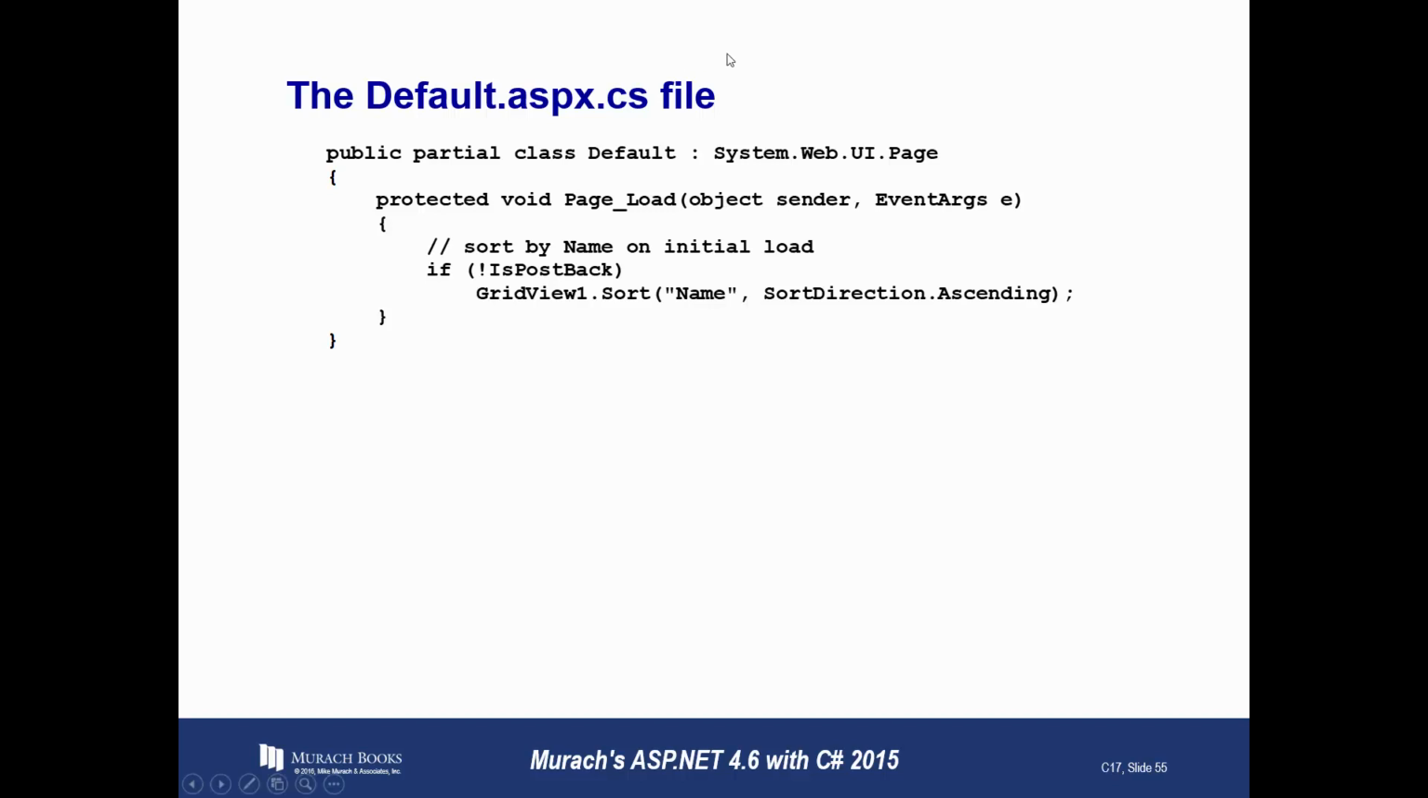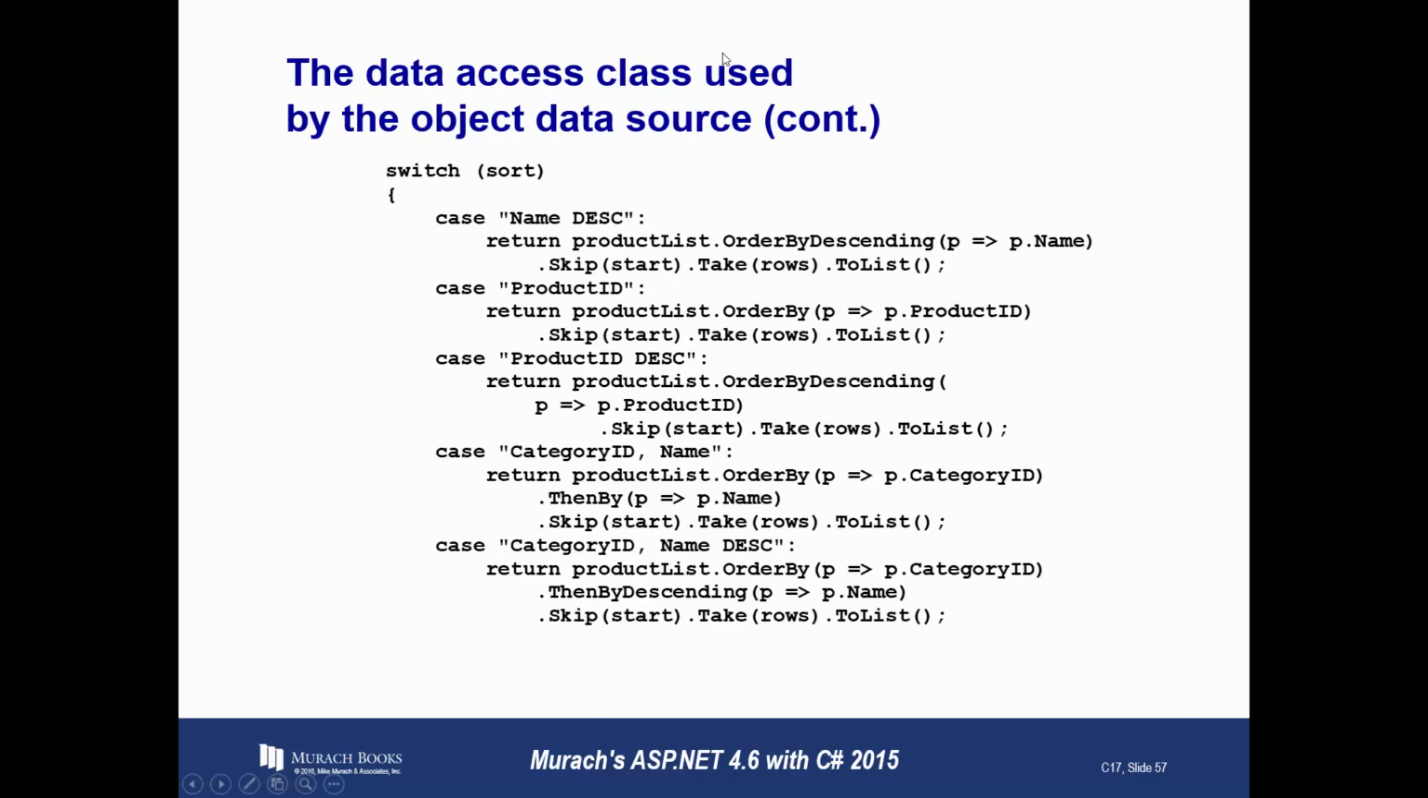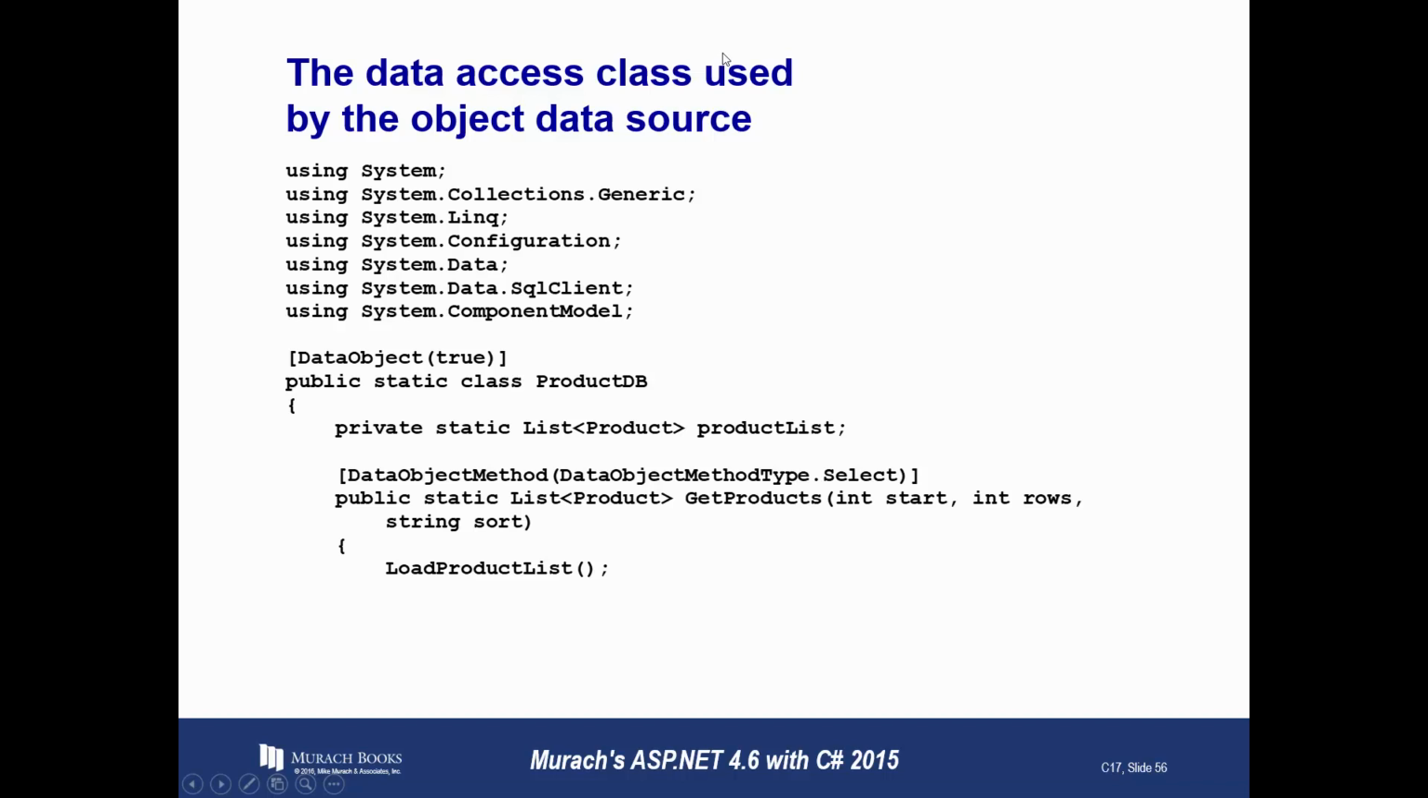All right? And then finally, what you see on page 635 in the text and on the screen here is the code for a data access class that's used by the object data source we just went over in the last figure. The class includes three methods. Get products is a select method that returns the products for the requested page in the requested order.